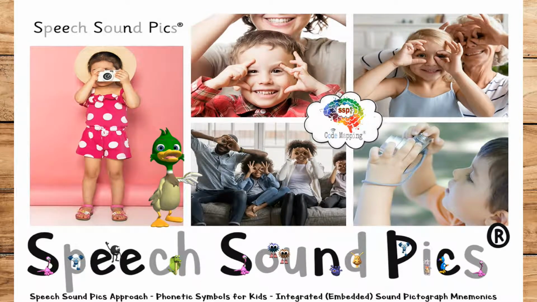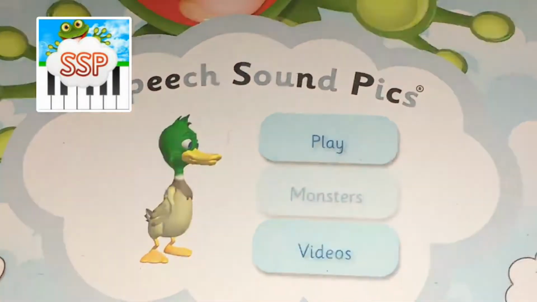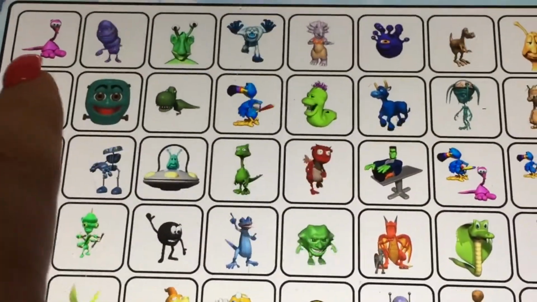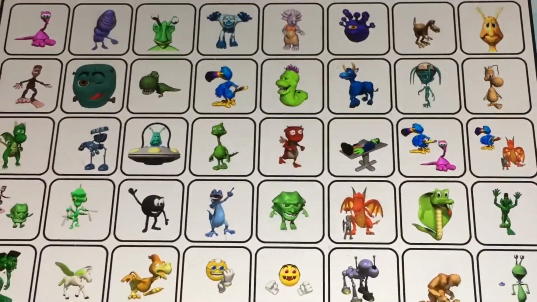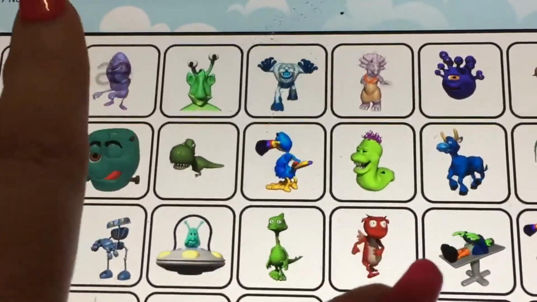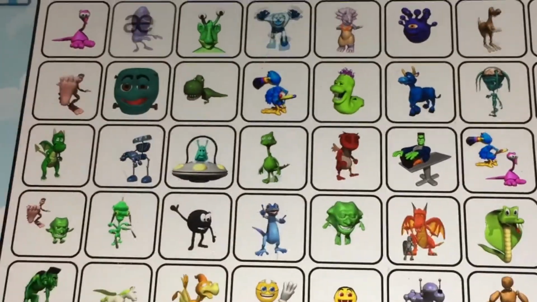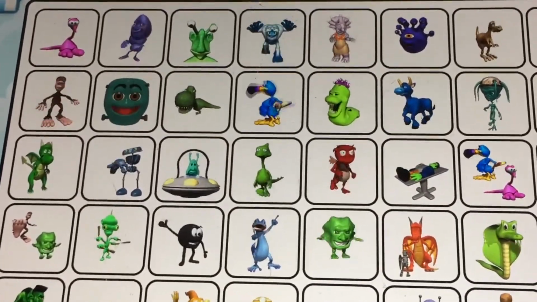The SSP Spelling Piano app. Let's go to the monsters. So here are the speech sound monsters. Here's monster A. So monster A just says the sound A.